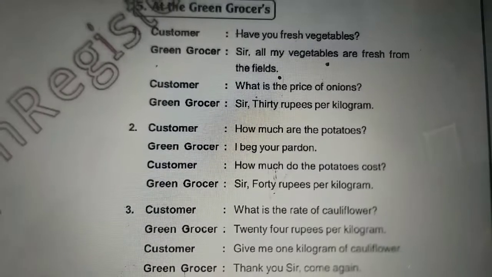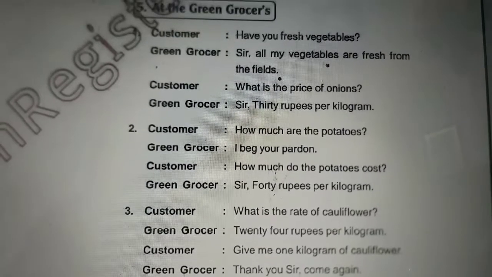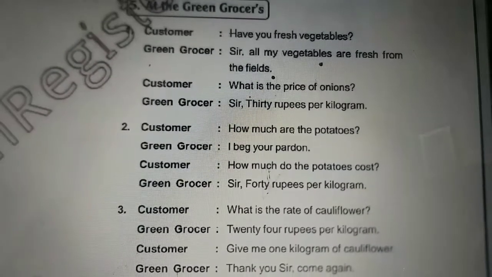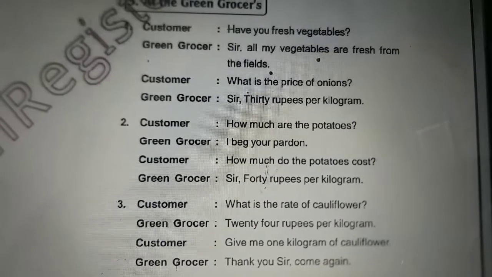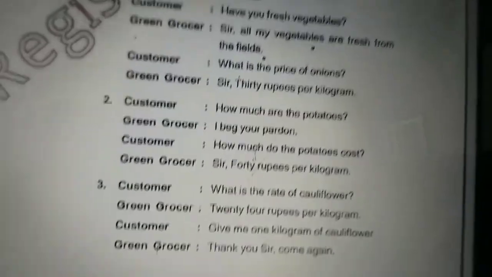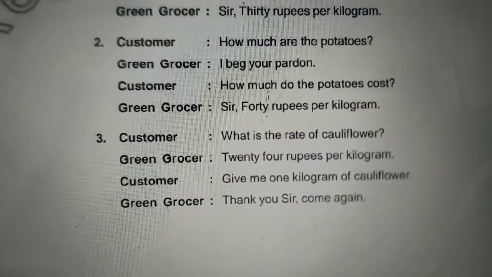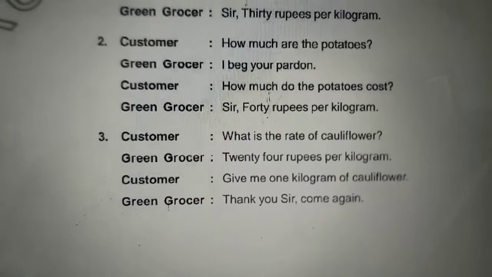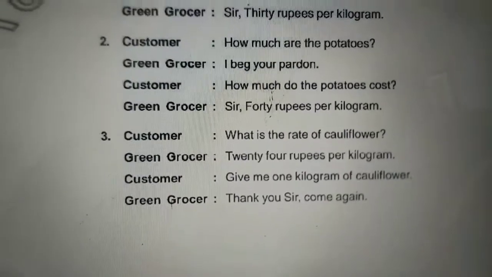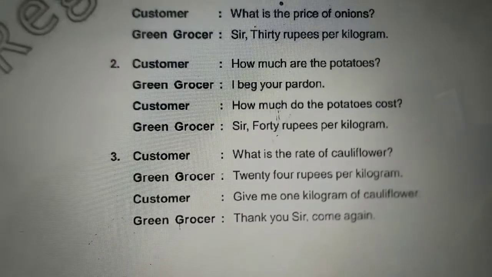So first, the greengrocer couldn't understand what the customer asked him. So he said, "I beg your pardon," which implies, can you tell me or ask me what you asked just now? I'm not able to hear you, or something like, I didn't hear you. Then the next conversation is like, customer is asking, "What is the rate of cauliflower?" Greengrocer: "24 rupees per kilogram." Customer: "Give me 1 kilogram of cauliflower." "Thank you, sir. Come again." This thank you and come again is a general thing that all of us use.